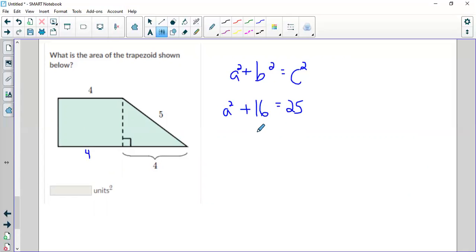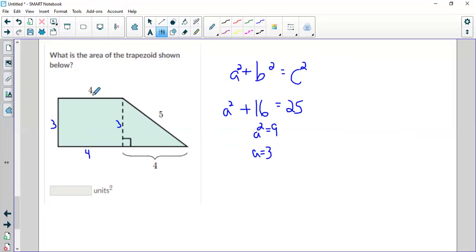Solve this for A. So subtract 16 from both sides. And A squared is equal to 9. And then take the square root of both sides. So A will be 3. So that means that this is 3. That means that this is 3.